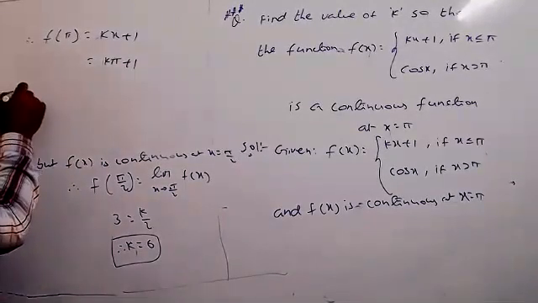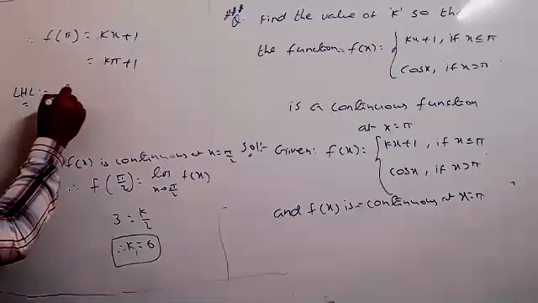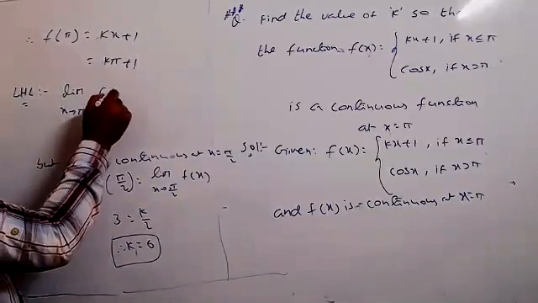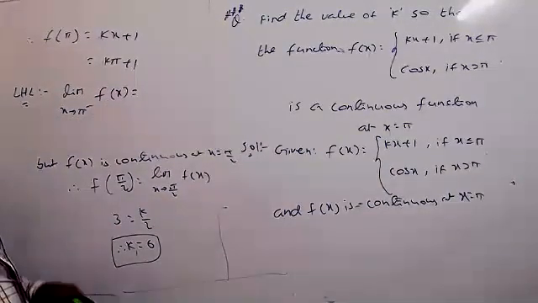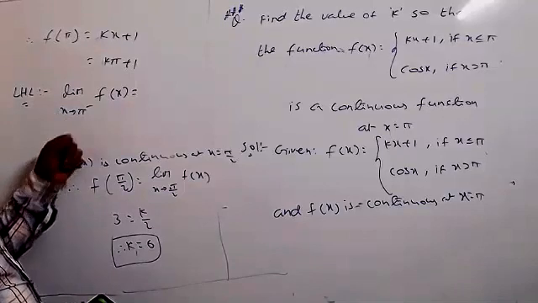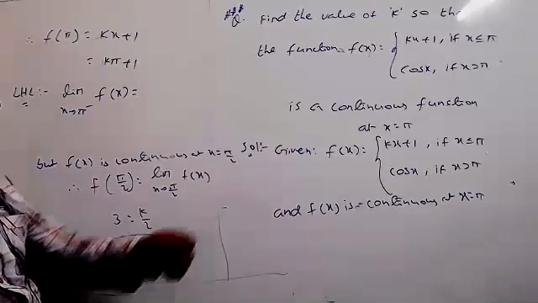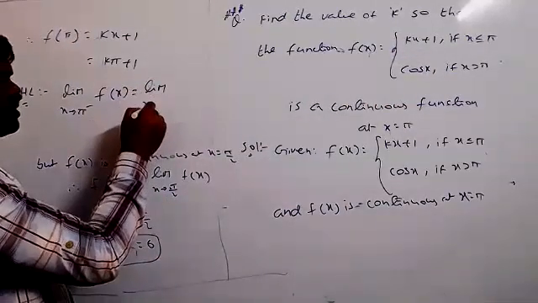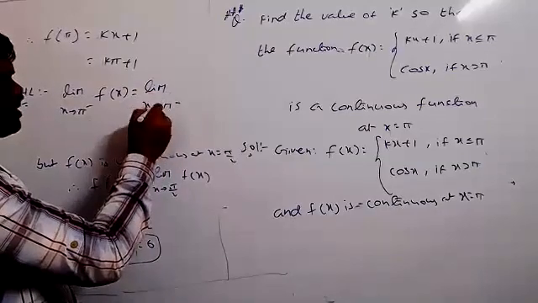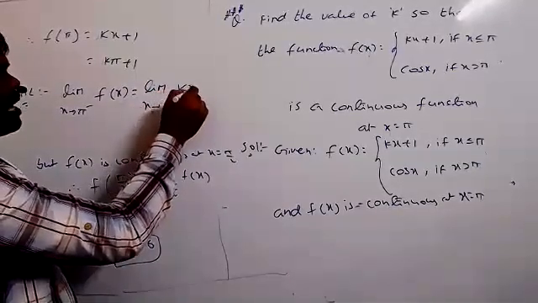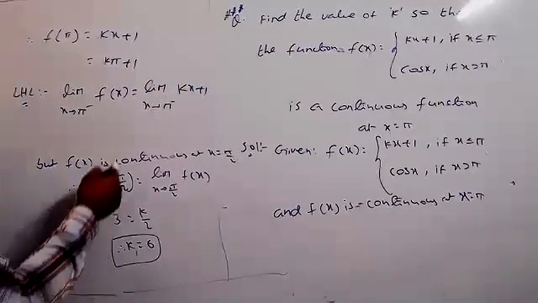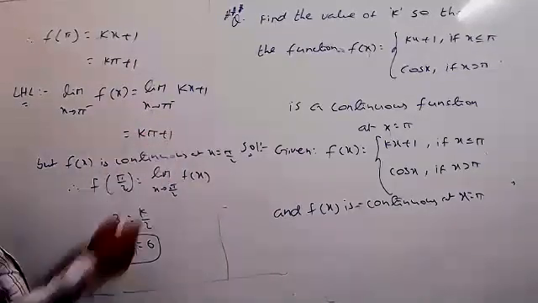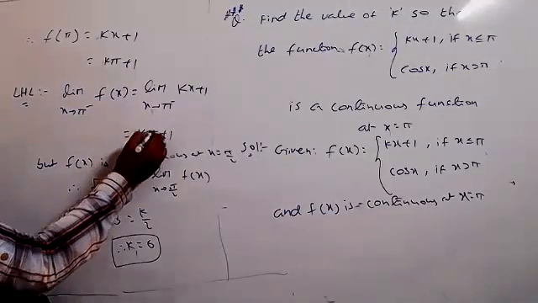Next, find the LHL value, the left hand limit. Limit x tends to pi minus of f of x equal to. Here x is less than pi. What condition will we take? kx plus 1, clearly. So the same function you can take here. Limit x tends to pi minus of kx plus 1. So x equal to pi can be substituted in there, so it is k pi plus 1. k pi plus 1, this is one of the conditions.